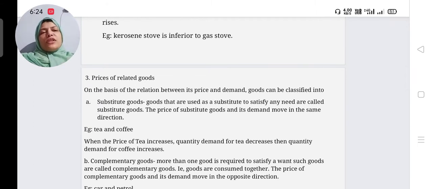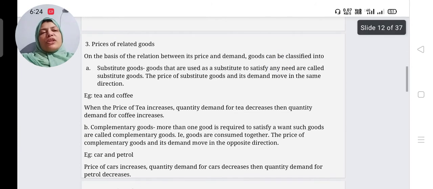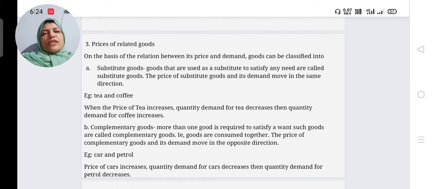Then the third factor is prices of the related goods. On the basis of the relation between price and demand, goods can be classified into substitute goods and complementary goods. Substitute goods are goods that are used as a substitute to satisfy our need.